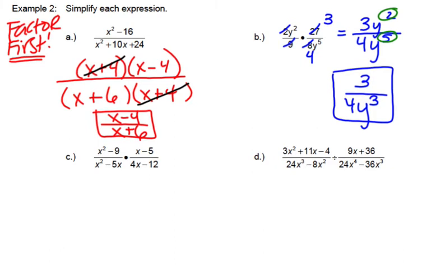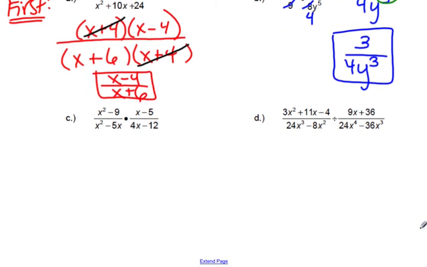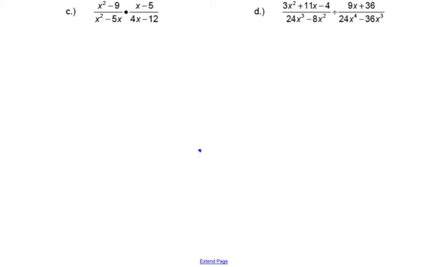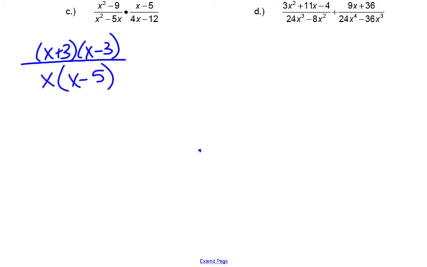Let's try letter C. Again, we want to go ahead and factor first. Again, I have difference of perfect squares. X squared minus 9 is going to be an x plus 3, x minus 3. All over, I can factor the bottom too. Just take out what they have in common. I'm going to take out that x. I'm left with x minus 5. I'm going to go ahead and extend this fraction bar because I'm going to go ahead and multiply the rest of my fraction. I have an x minus 5, just multiplying straight across there.